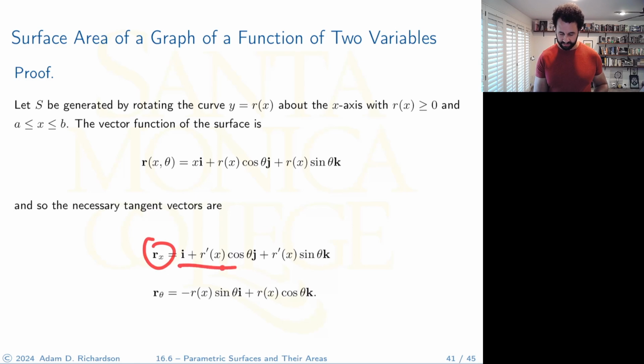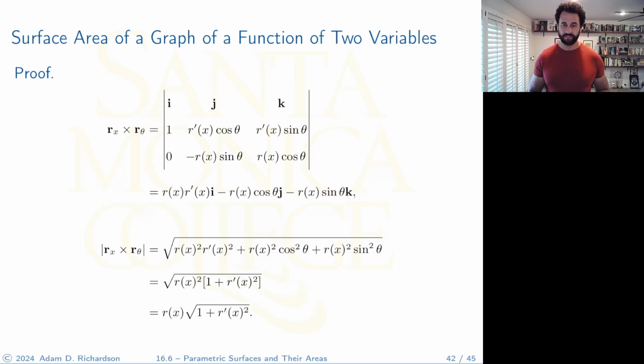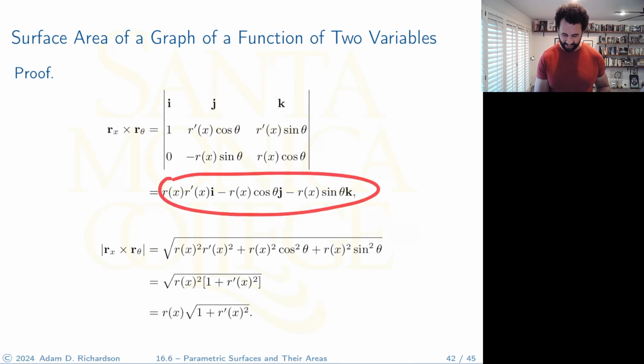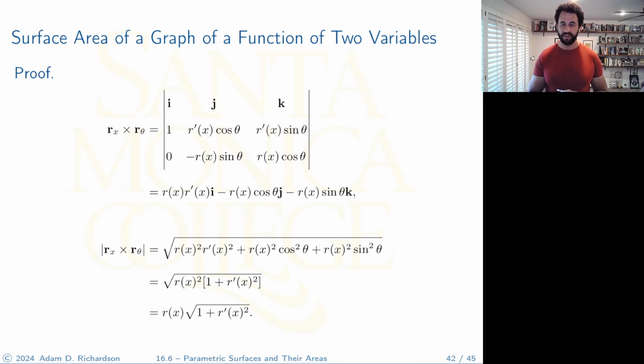Compute our partials. Now we compute their cross product. Here it is. I'll leave those calculations for you to go through and check, but this is what you get when you compute that cross product. Now we're going to take the length, or the magnitude, using our good old distance formula. It gets a tiny bit messy, but just stay diligent, keep moving forward, and then it will simplify nicely.